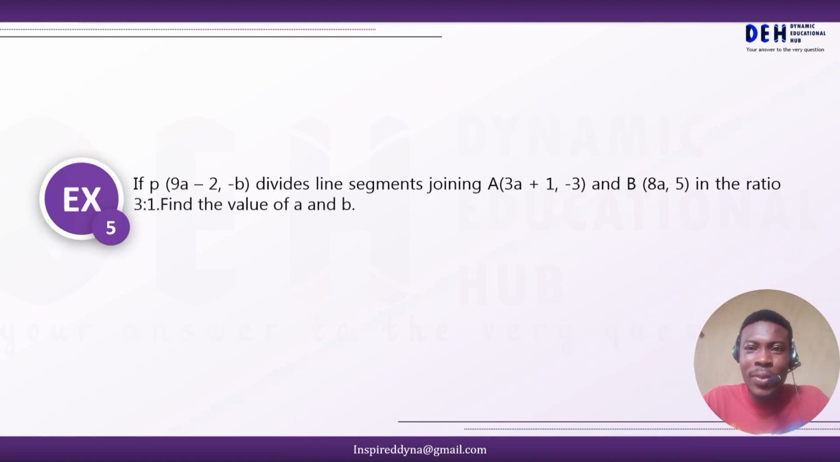Now let's see the first question, which is: if P (9a minus 2, minus b) divides the line segment joining A (3a plus 1, minus 3) and B (8a, 5) in the ratio 3:1, find the value of a and b. How do we solve this question? It's very simple. We are going to be applying what we have known before, which is the segment formula. Let's see how to solve it.